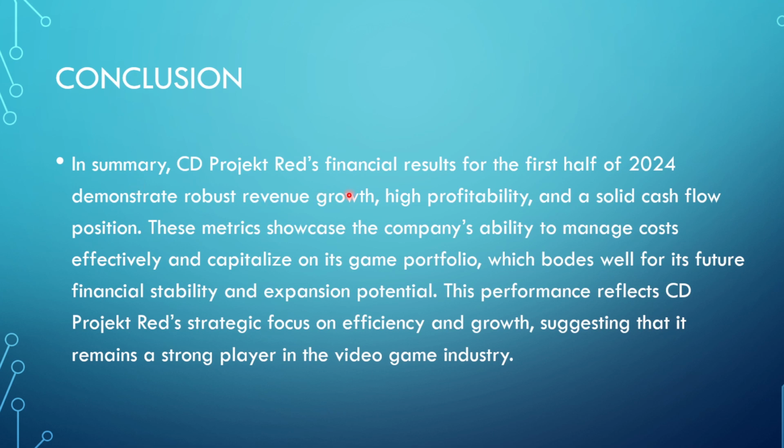Conclusion. In summary, CD Projekt Red's financial results for the first half of 2024 demonstrate robust revenue growth, high profitability, and a solid cash flow position. These metrics showcase the company's ability to manage costs effectively and capitalize on its game portfolio, which bodes well for its future financial stability and expansion potential. This performance reflects CD Projekt Red's strategic focus on efficiency and growth. Efficiency very important and growth very important, because that's what we want to see as shareholders, suggesting that it remains a strong player in the video game industry. That's the case study, my friends.